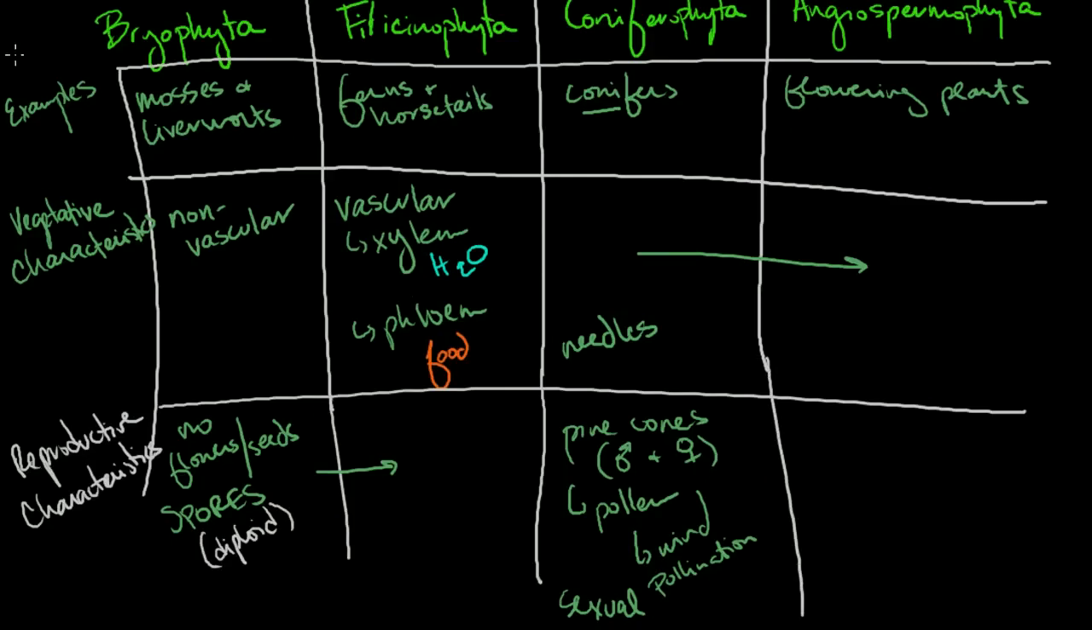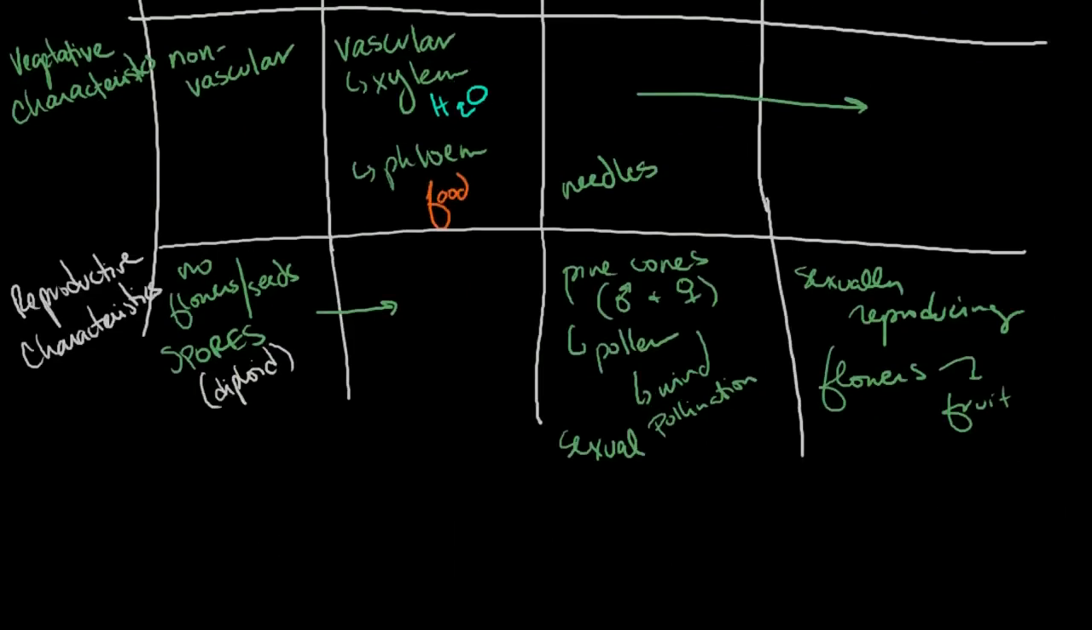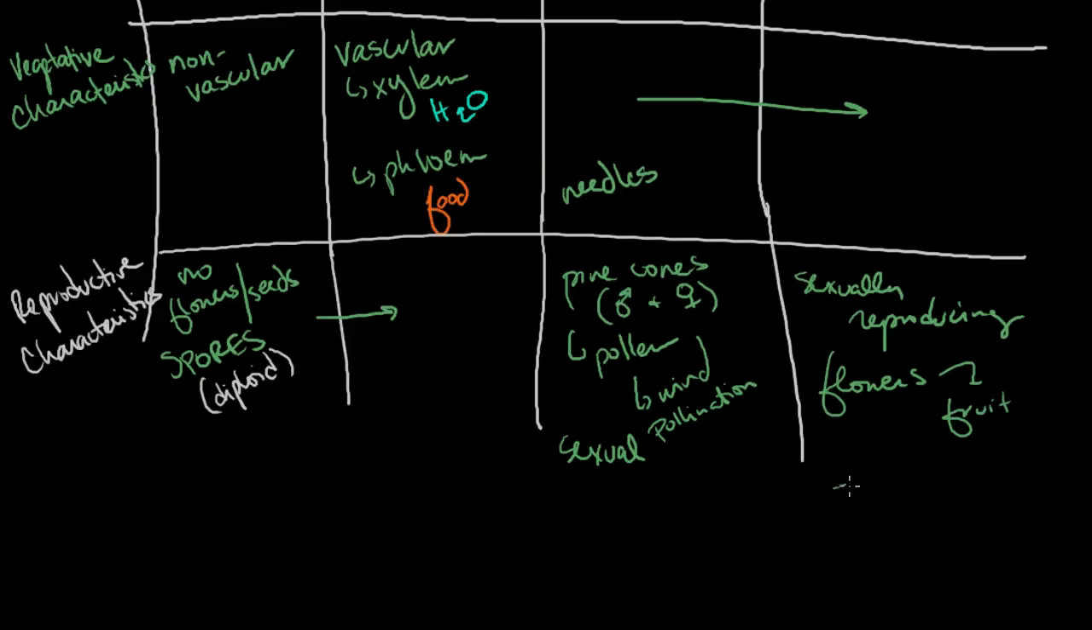And then the angiosperms are also sexually reproducing, and they make flowers. Anything with flowers that, when pollinated, become fruit. Don't know if you know that, fruit come from fertilized flowers. And they're usually pollinated by animals, or insects. I mean, it could be birds or insects.